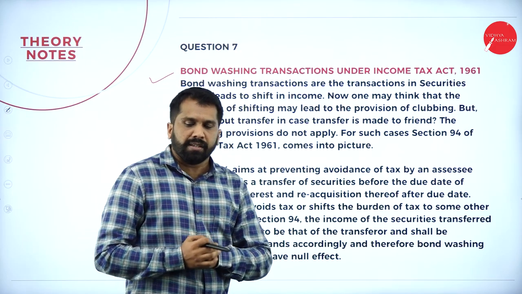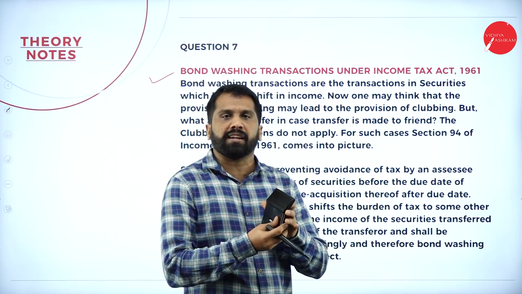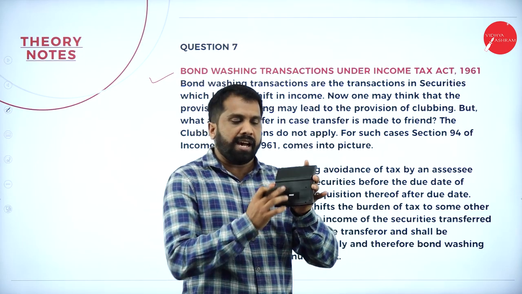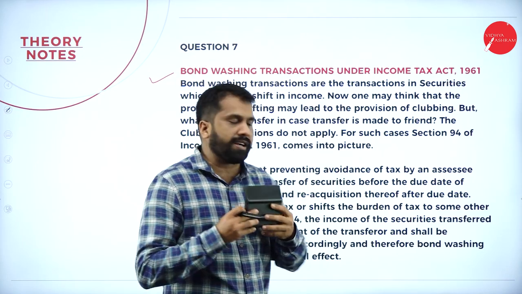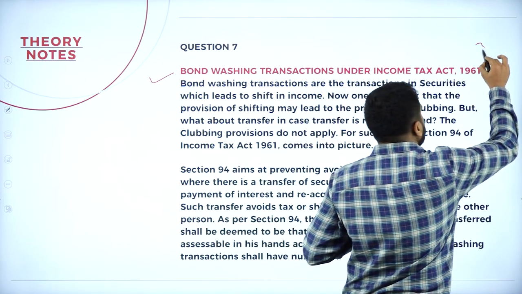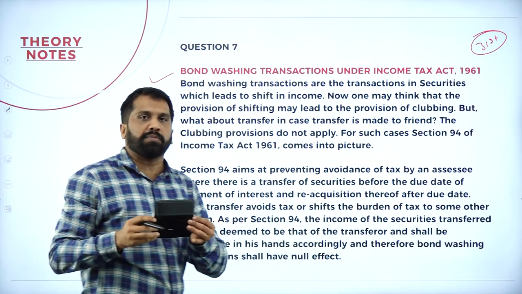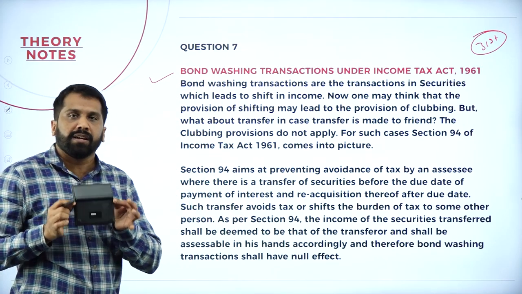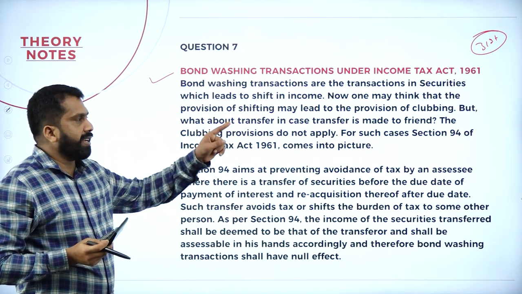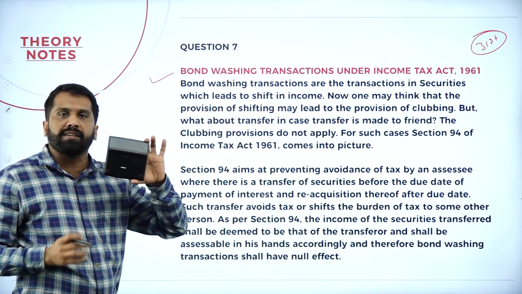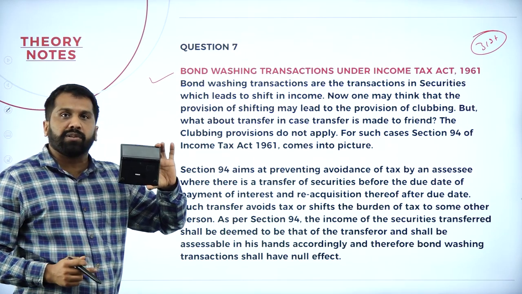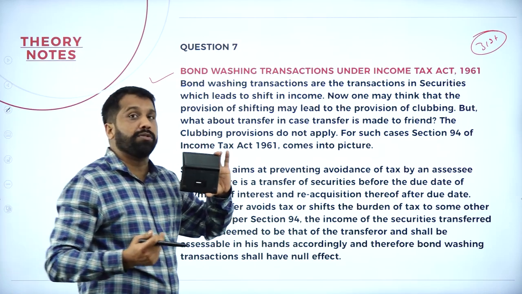Just assume that it is a share certificate. I am having this. When is the due date? 31st March is the due date. Assume that. On 31st March, I have this certificate. What do I get? I'll get dividend on this particular share. Should I pay tax on the dividend? Yes, I have to pay.